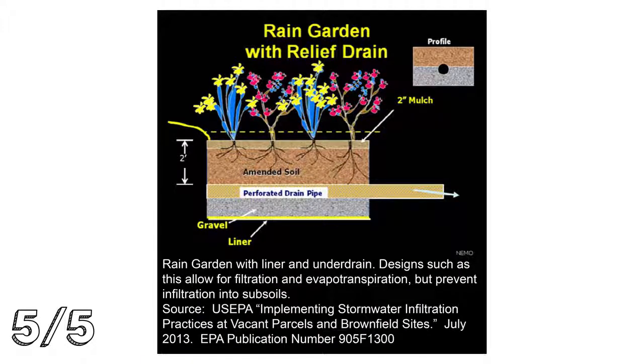A perfect example of this might be a rain garden with liner and underdrain or overflow pipe that conveys excess water to a storm sewer. The plants and soil will still filter the stormwater, some evapotranspiration will occur, and it will lessen the volume of stormwater reaching the sewer during the peak capacity time.